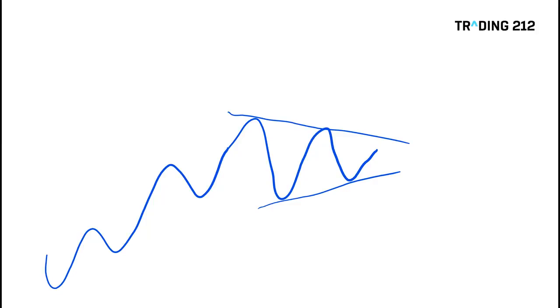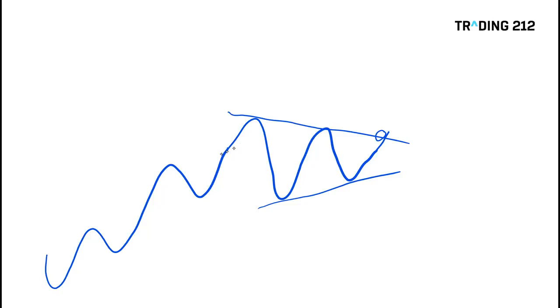So the expectation with these sort of patterns is that they'll continue the trend. So what we're waiting for is a breakthrough here. And that's the signal. So when that happens, for chartists, that's the breakout of the triangle. The assumption is the trend is going to continue.